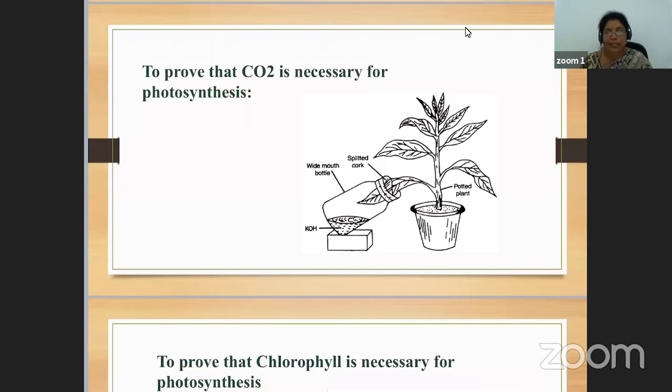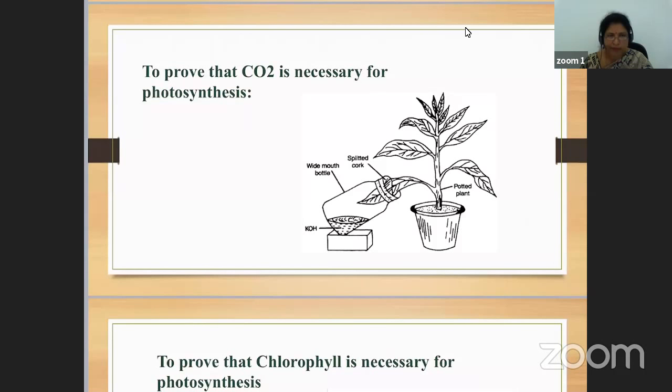One more example is lichen. It is the association of algae and fungi. As you know, algae are green in color. So algae will prepare food and fungi will give shelter to the algae. In this way, they are mutually benefited from each other.